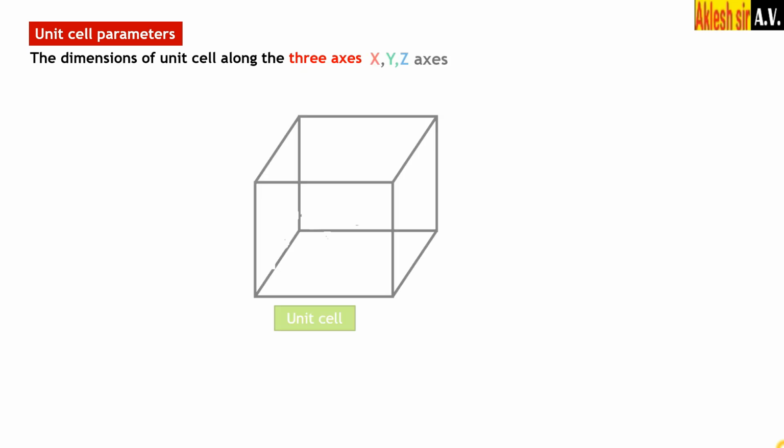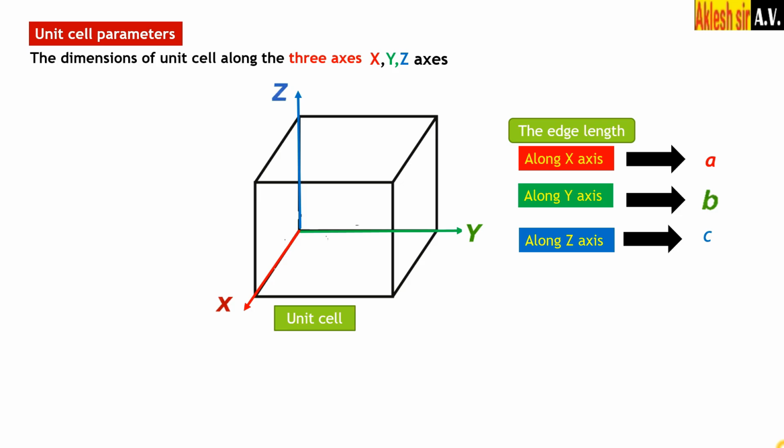Unit cell parameters: the dimensions of the unit cell along the three axes. Consider a simple cubic unit cell. There are three axes: X, Y and Z. The edge length along the X-axis is denoted by the symbol a, along the Y-axis by b, and along the Z-axis by c.